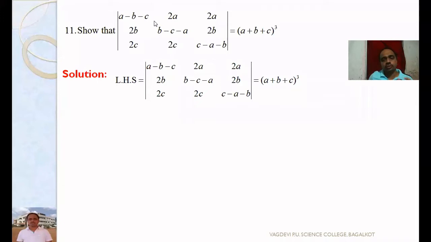After getting some zeros, small numbers in the determinant, take that row and column and then expand it, find the value of the determinant. So we'll go to the next question.